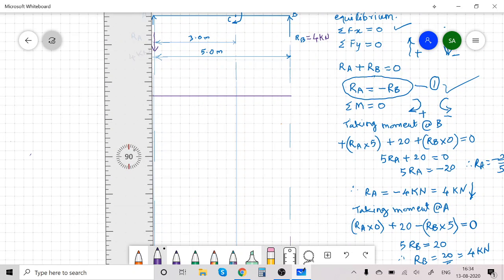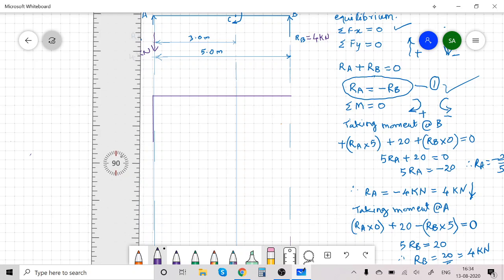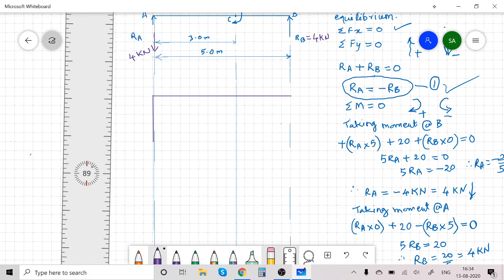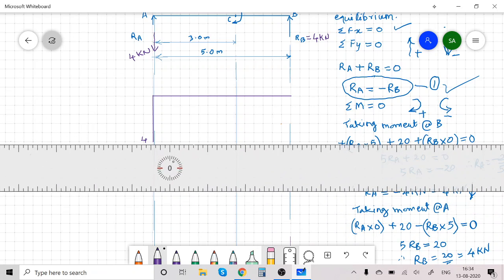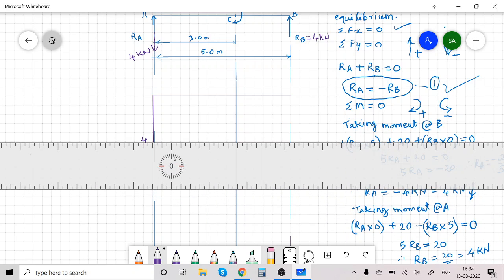Downward, take a suitable scale. You can draw 4 centimeter. Mark here 4, as it is minus, I am drawing below the baseline. Then from A to B, there is no force.